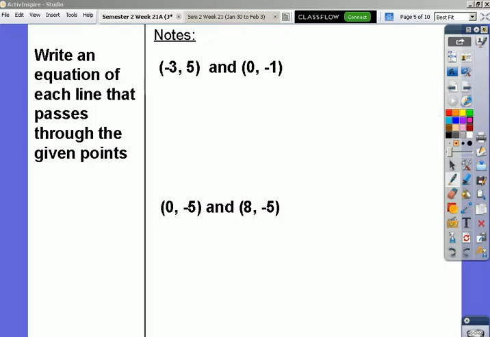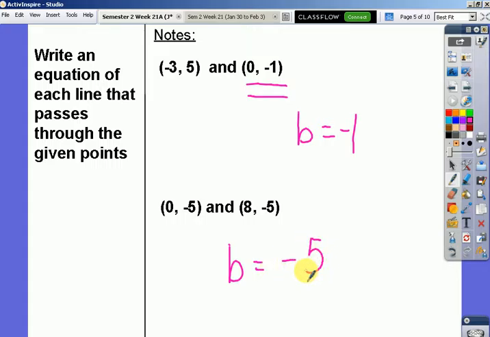What's our y-intercept for the first set of points? Y-intercept would be negative 1. Remember, if we want the line that passes through these 2 points, one of these points is the y-intercept, and that is the one with the 0 as the x, right? So my y-intercept is (0, negative 1). My b value is negative 1. What's my y-intercept for the second set of points? Negative 5.